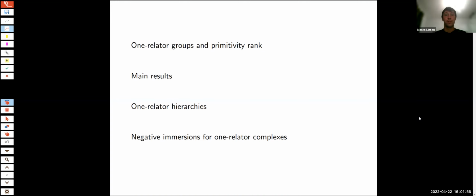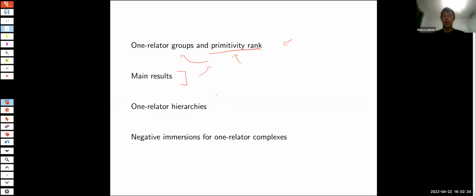So this is the structure of the talk. First I'm going to briefly introduce one-relator groups. I'm going to give some examples, some which you may know, some which you may not. Then I'm going to discuss this quantity, primitivity rank. I'm going to talk about some recent results connecting the primitivity rank with some properties of one-relator groups. Then I'm going to discuss the main results of my thesis, which are going to be building on this. And then that'll be the first half of the talk.